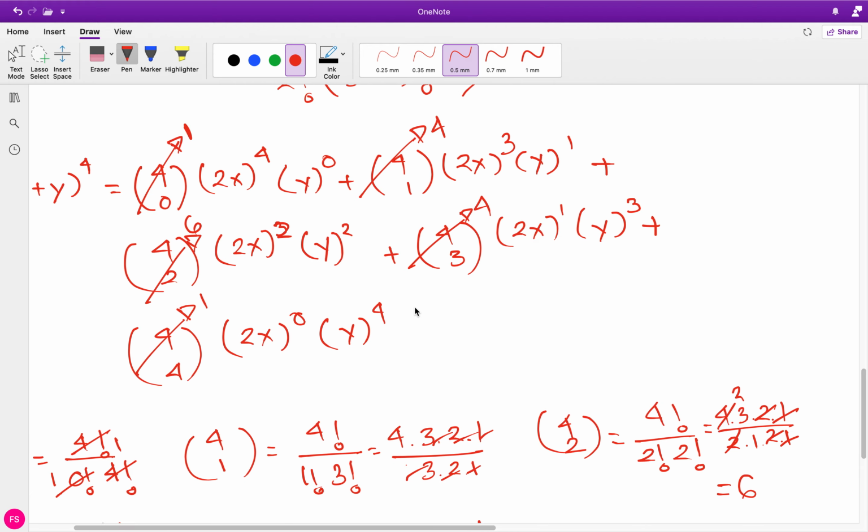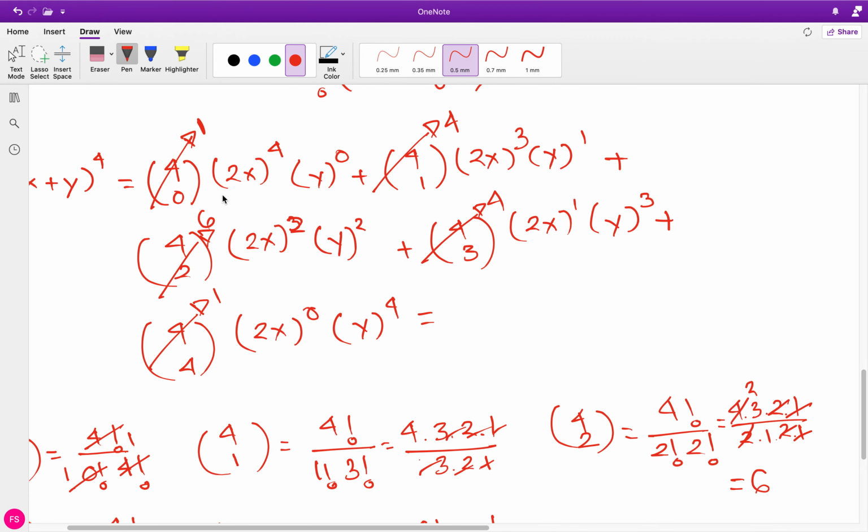Okay, now let's expand this. This will give me 1 times 2 to the power of 4. 2 to the power of 4 is 16, so it's going to be 16x to the power of 4 plus 4 times 2 to the power of 3, which is 8. 8 times 4 is 32, x to the power of 3, and then y, plus 6 times 2 to the power of 2, which is 4, so 24.